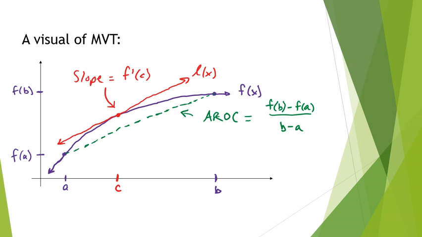So the tangent line and the secant line are going to be parallel to each other. This is just a visual of what the MVT is saying. This is a geometric or graphical meaning of the mean value theorem. But now we're going to get into the actual proof of the mean value theorem.